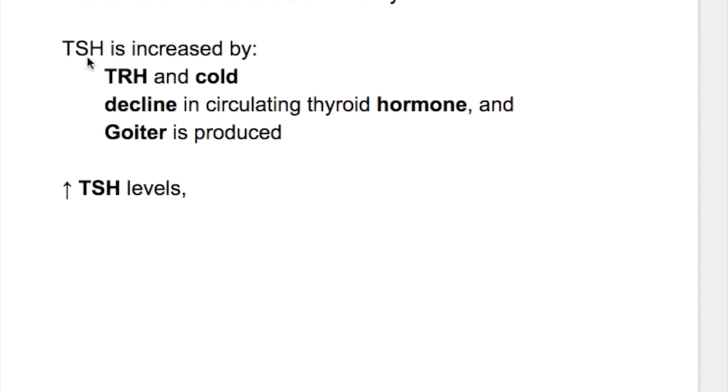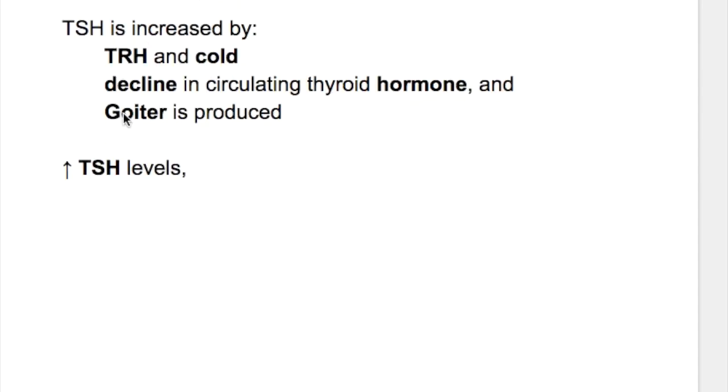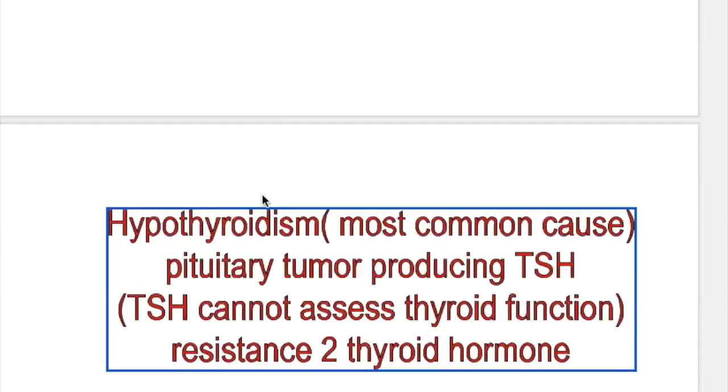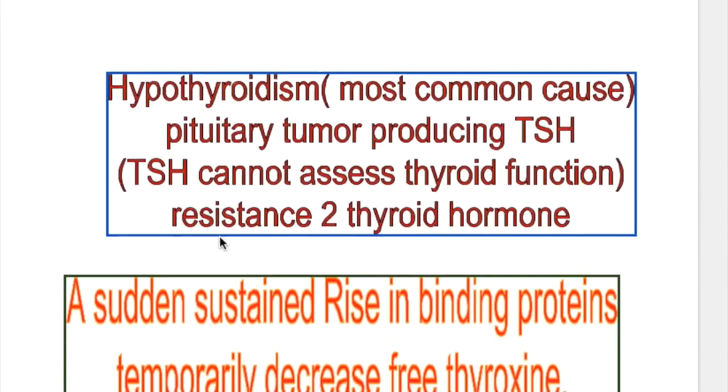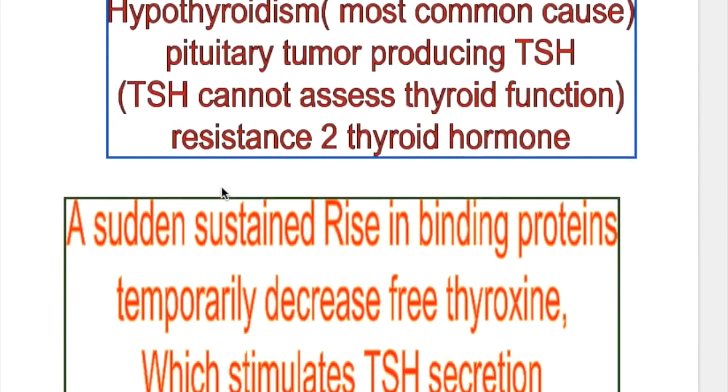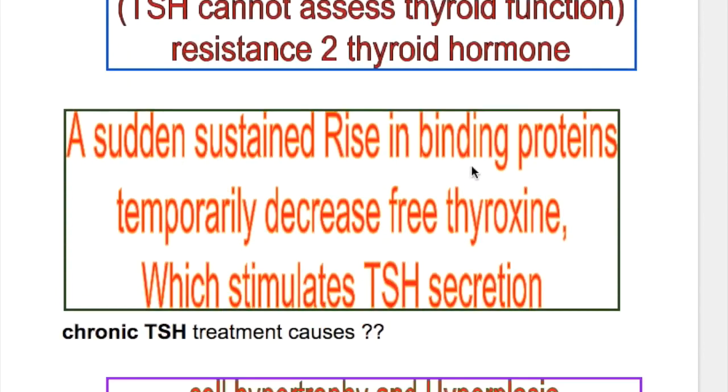So what are the conditions in which TSH is increased? TRH increases TSH, and so do cold and a decline in circulating thyroxine hormone. Increased TSH leads to goiter. TSH is also increased in hypothyroidism, which is the most common cause of increase in TSH. TSH is also increased in TSH producing pituitary tumor. In that case, as I discussed, TSH cannot assess the thyroid function. And number 3, if there is resistance to thyroid hormone. A sudden sustained rise in binding proteins temporarily decreases free thyroxine, which stimulates TSH secretion.